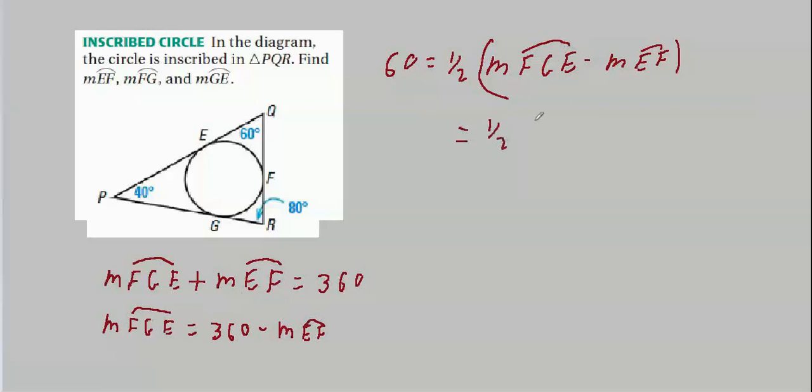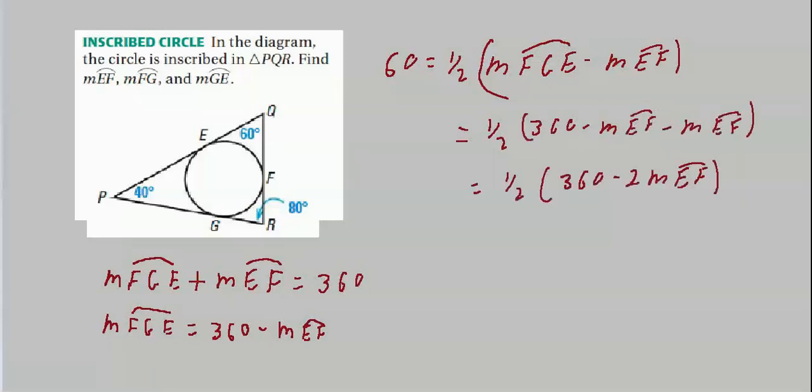1/2 of 360 minus the measure of EF. So when I substitute, I can simplify this and write that 60 is 1/2 of 360 minus 2 times the measure of EF. I've gotten rid of this variable. Now we've got an equation with only one variable, and we can solve that.